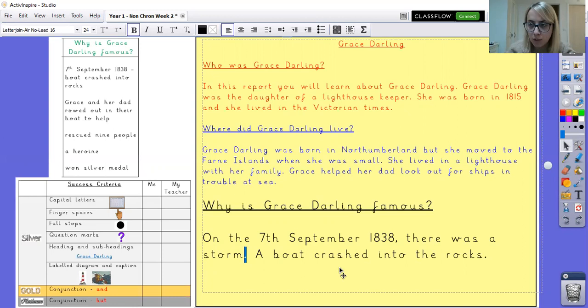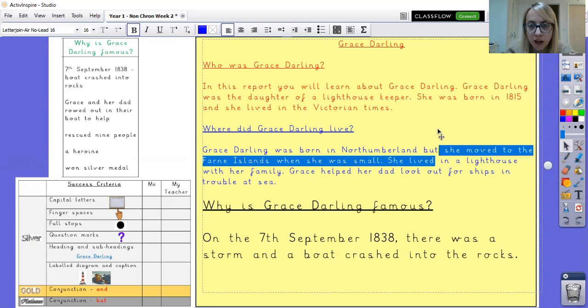So when I am going to join these two sentences together, I need to get rid of a few things. I need to get rid of my full stop, first of all, okay, because I'm not having two separate sentences, I'm having one, okay? So I'm going to replace my full stop with an and. On the 7th of September 1838, there was a storm and a boat crashed into the rocks. Now, can you spot something else that I haven't got rid of yet, but I need to? That's right. This is no longer the start of a new sentence, so I need to put it as a little a. Okay. On the 7th of September 1838, there was a storm and a boat crashed into the rocks.